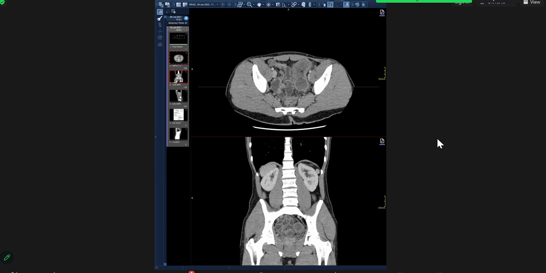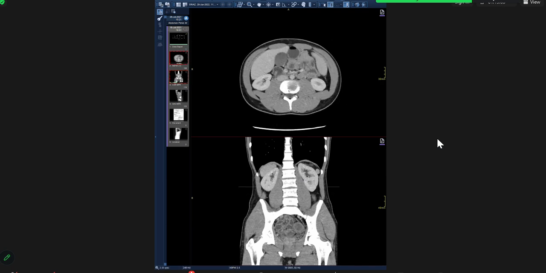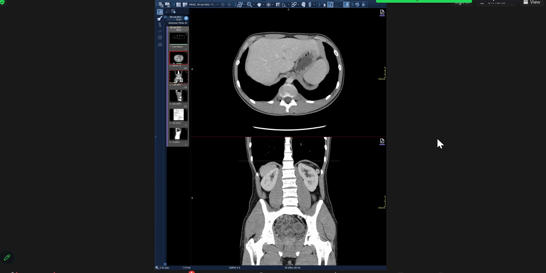Okay, so try controlling again if you can, to see if you can scroll. I'm leaving the mouse. Can you do it? Yes, I think. Okay, let me scroll for you.